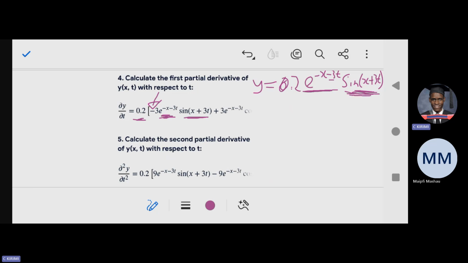Now we want to differentiate this while we are keeping this one constant. So we'll keep the other one constant, then we differentiate the other. With respect to what? To time. So we are differentiating with respect to t. So that's why the negative came, and then we are having this one. Now you say plus.